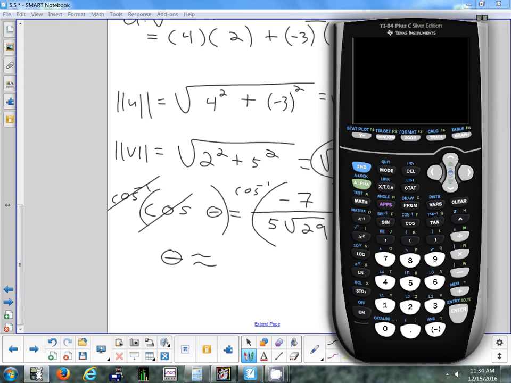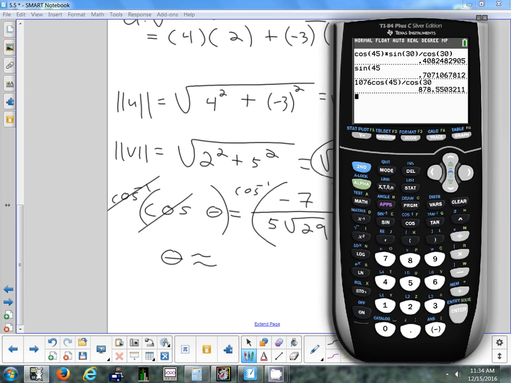And remember, we're hoping it's around 95 or 100, a little more than 90. So I'm going to do it in degrees. I'm already in degrees. So second inverse cosine. You can type it all in at once as long as you're careful with your parentheses. I'm going to put the entire denominator in parentheses just like that. So -7 divided by 5 square root 29. And we get about what we thought, an angle a little bigger than 90: 105.1 degrees.